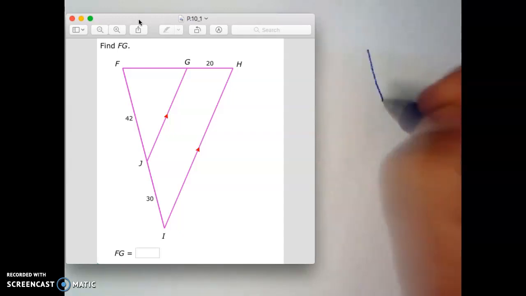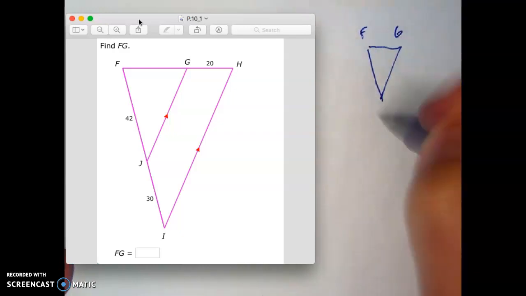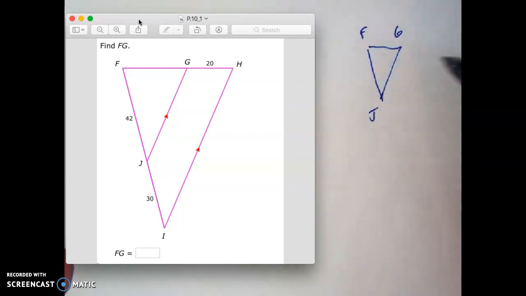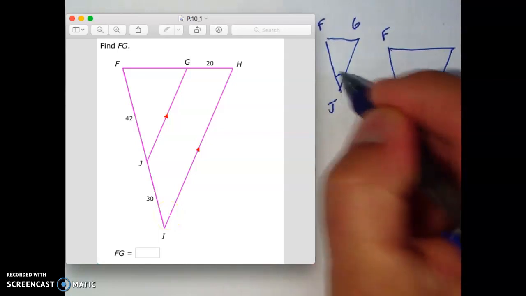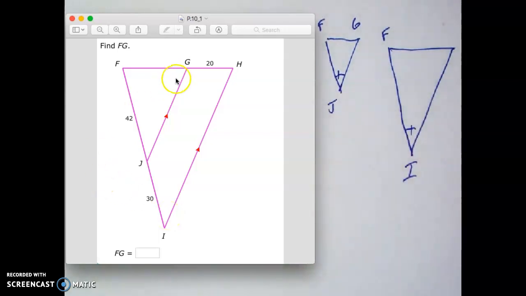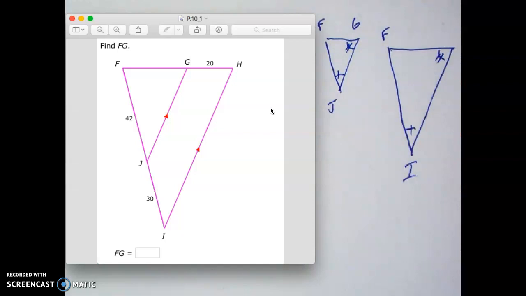So I could draw these triangles separately, and we could be looking at triangle FGJ, and then we have our larger triangle, which also has angle F, but then we have side H and I. And because of those parallel lines, we would know that these corresponding angles would be congruent. So this angle would be congruent to this angle. And then we have corresponding angles on this side at G and H. So those angles would be congruent. So we have similar triangles by angle.